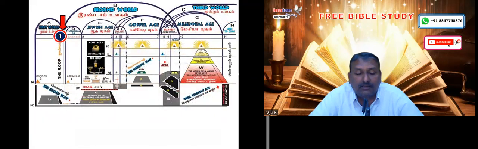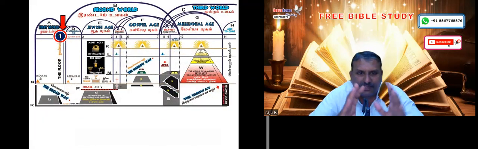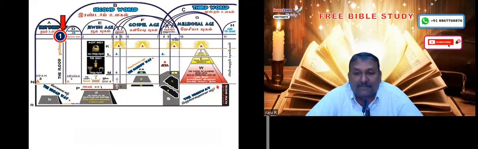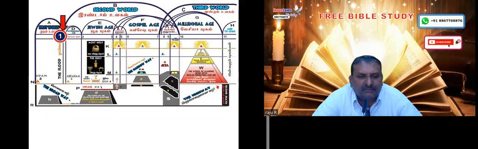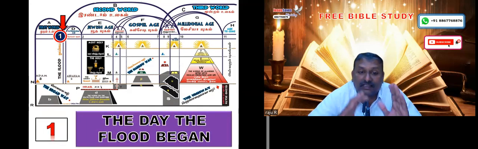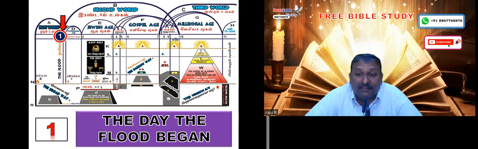Now, after these capital letters, we can also see that there are some numericals, that means numbers, mentioned in the chart. For example, the number 1. What does number 1 represent? Number 1 signifies the portion of the flood, the day when the flood began.